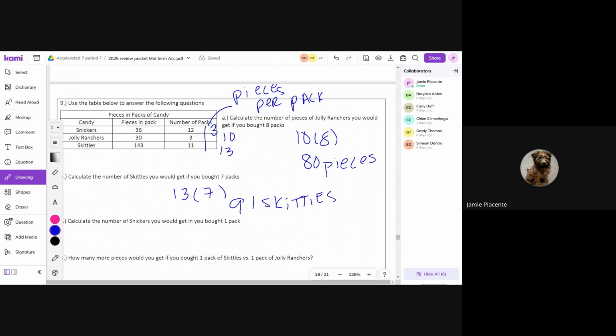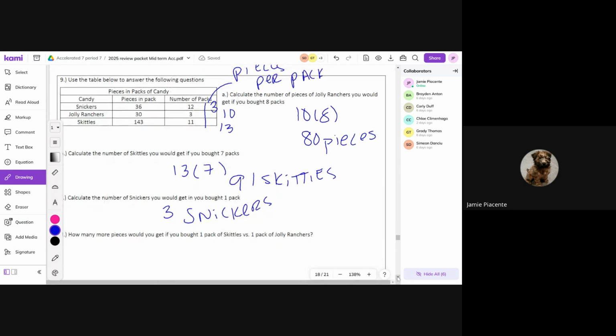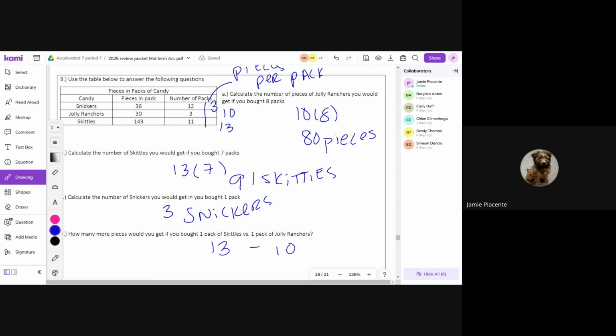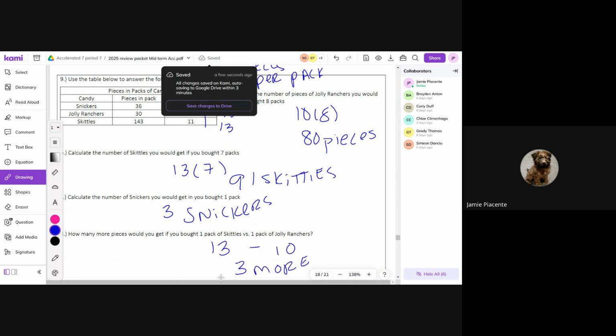Calculate the number of Snickers you would get if you bought 1 pack. Well, how many Snickers do you get? 3 Snickers. How many more pieces would you get if you bought 1 pack of Skittles? So 1 pack of Skittles is 13 versus 1 pack of Jolly Ranchers. How many more pieces do you get? 3 more. We just subtract.